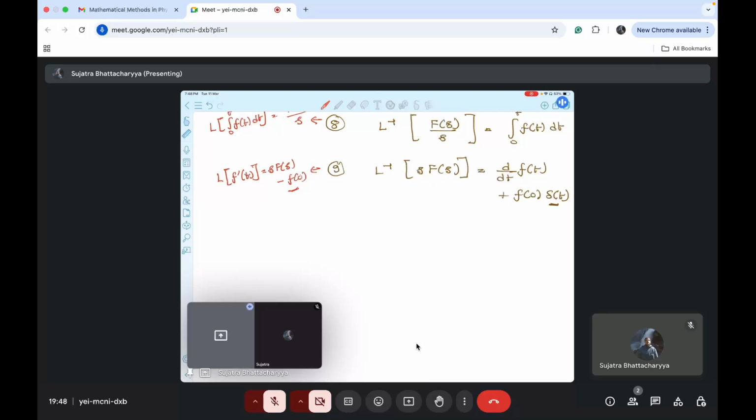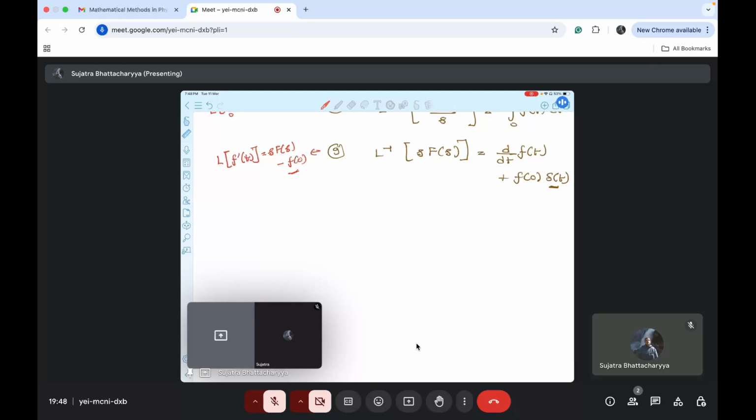Let's see whether we can have any other things. So we can list it down. L inverse of... okay, we can discuss this later because it will take some time. Let's see, we have some 5-6 minutes. We can quickly do one question from the properties to find the inverse Laplace transform.